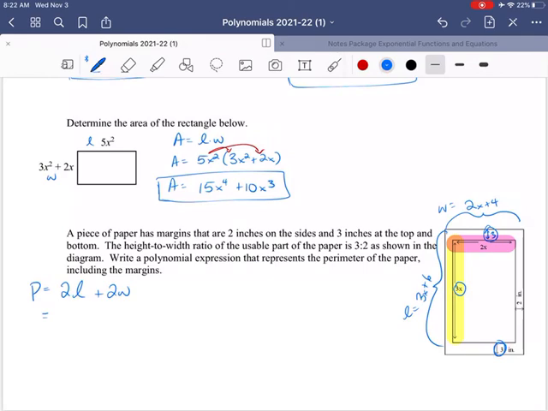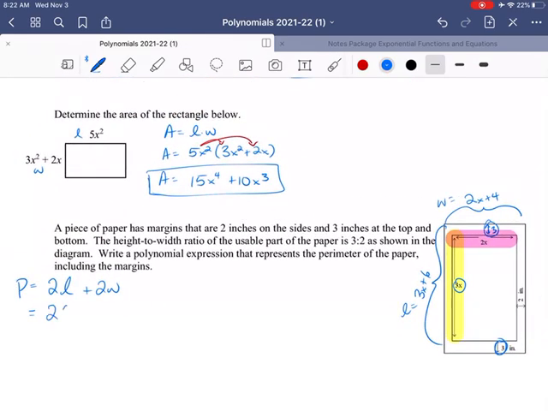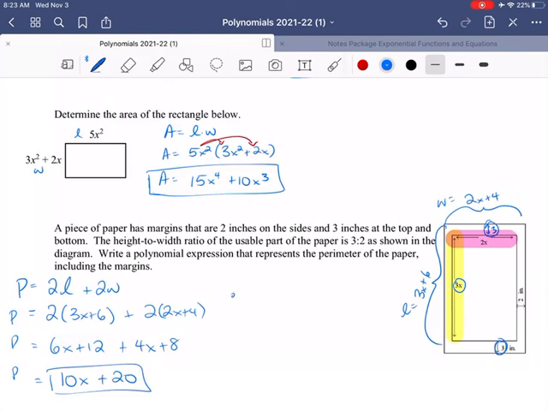So if the perimeter is 2 multiplied by the length, we're going to go 2 multiplied by 3x plus 6, and we're going to add that to 2 multiplied by 2x plus 4. And if we expand, we get 6x plus 12 added to 4x plus 8. And if you collect like terms, you end up with 10x plus 20 is the perimeter. So, therefore, the perimeter of the paper is 10x plus 20.